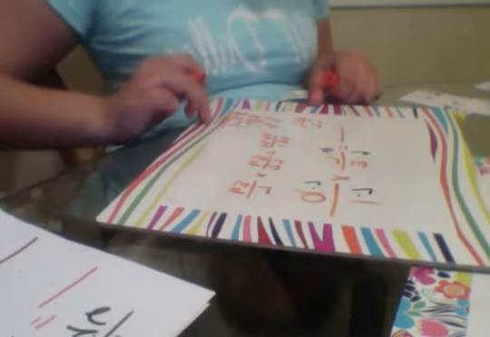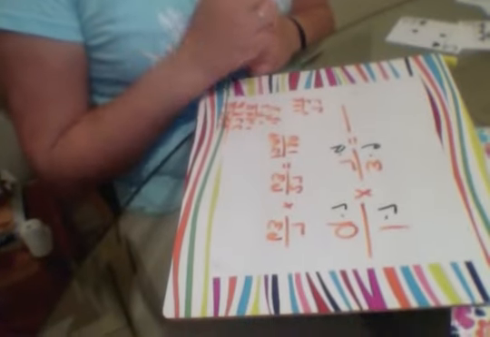And what did you get? 189 over 1,286. There you go, good job. So that's your final answer.